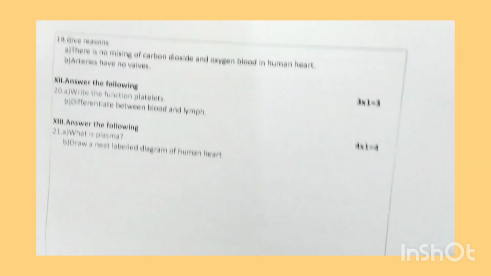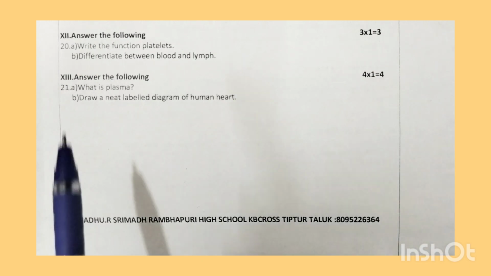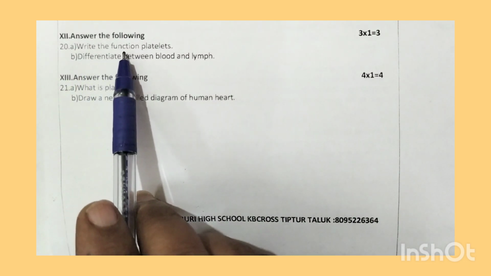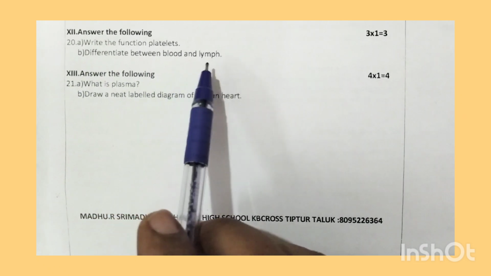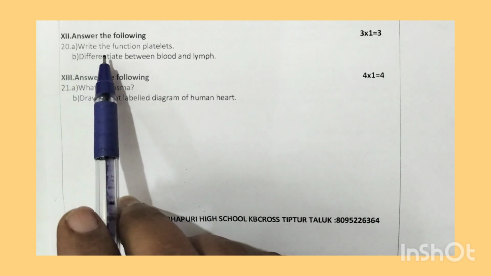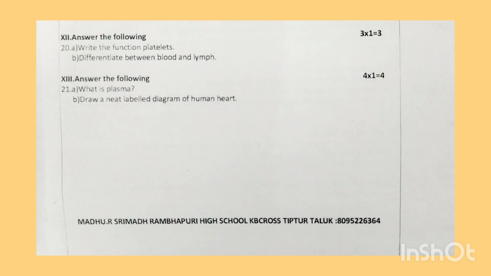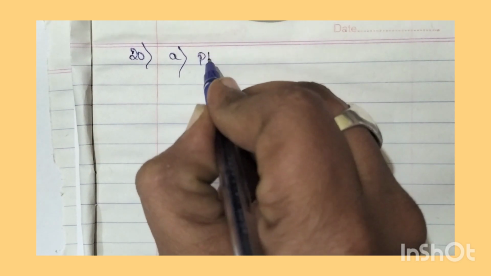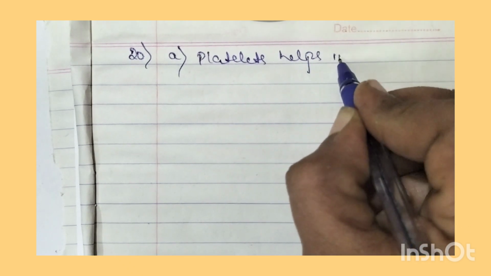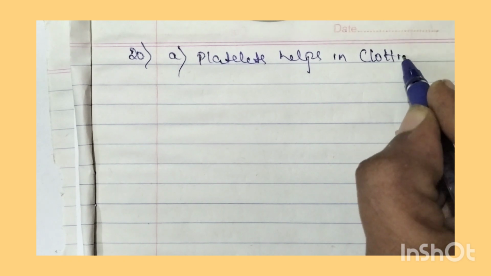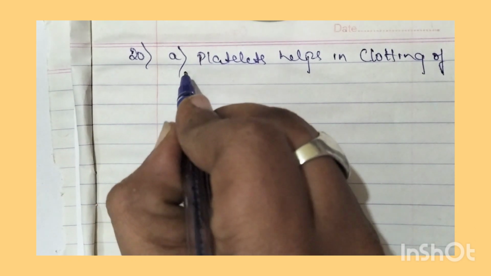Now let us move to the 20th question. The question is, write the function of platelets, and differentiate between blood and lymph. First let us write the function of platelets, and then let us differentiate between blood and lymph. So let us answer 20th A. Write the function of platelets. Platelets help in clotting of blood. It helps in clotting of blood.